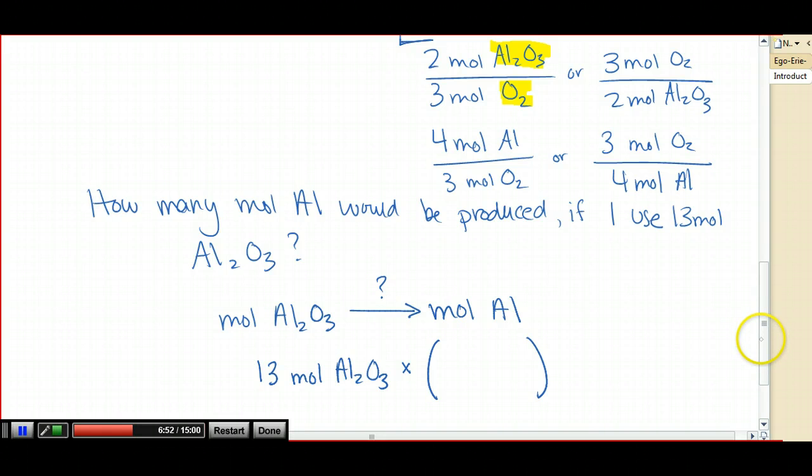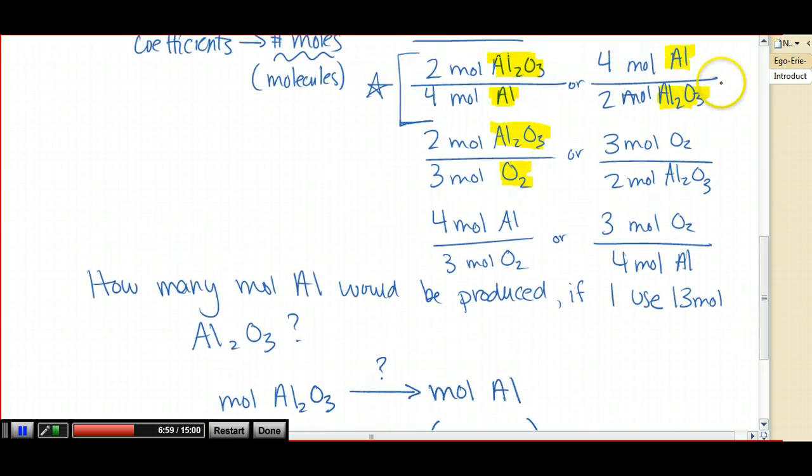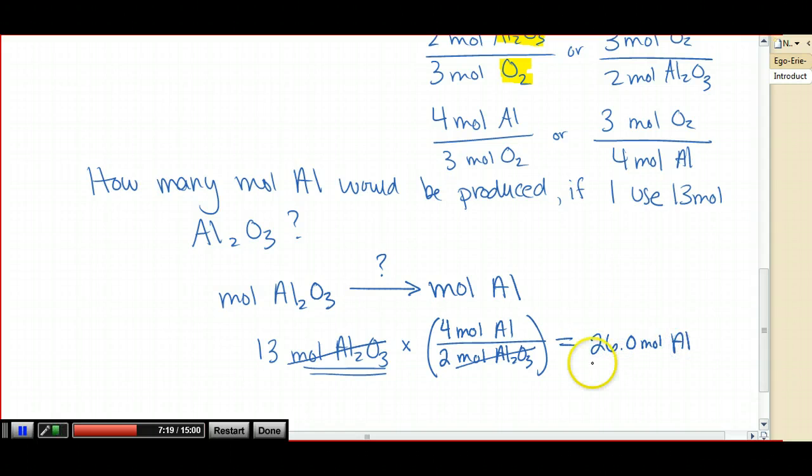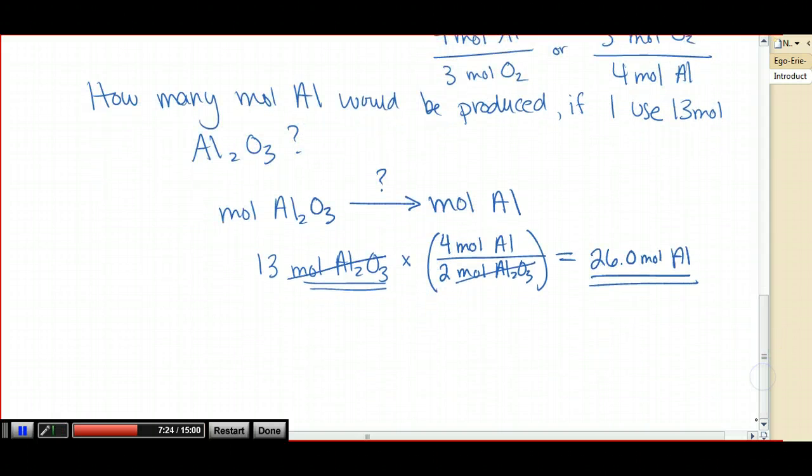Just like we did when we did conversion factors before, I want to pick the one that has the moles of aluminum oxide on the bottom. So I go back up here, and that would be the 4:2 ratio. So 4 moles aluminum to 2 moles aluminum oxide. And I check my units, moles of aluminum oxide cancels, leaving me with the answer of 26 moles of aluminum that would be produced in that reaction. So that's an example of how to use mole ratios.